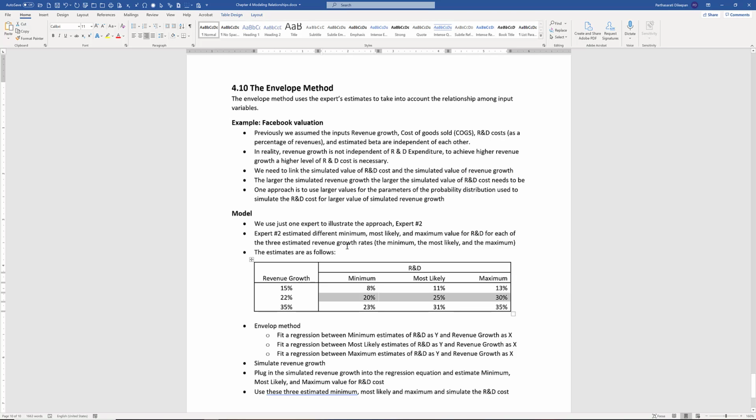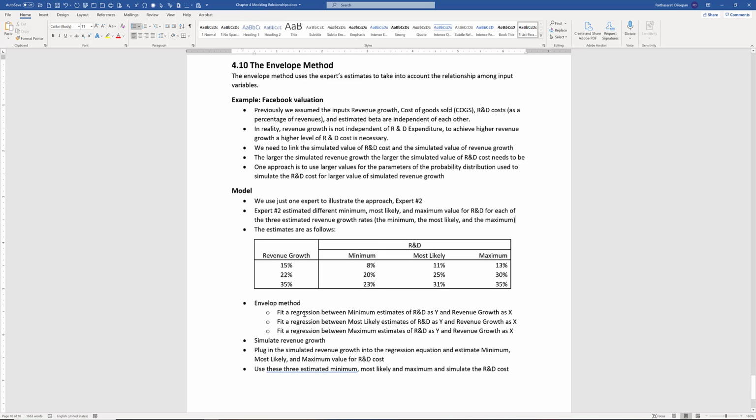Okay. So now we go back to expert 2 and say, all right, there is a relationship between these two. So you look at it and say, for revenue growth of 15%, what would be the minimum, most likely, and maximum for R&D? For 22%, what will it be? And for 35%, what will it be? So now what we can do is take the revenue growth and fit the minimum values to revenue growth, and based on the revenue growth that we simulate, we can fit into that equation and find what the minimum for R&D would be corresponding with that revenue growth. Similarly, we simulate revenue growth and then estimate the most likely from that relationship. And we do the same thing with the maximum.